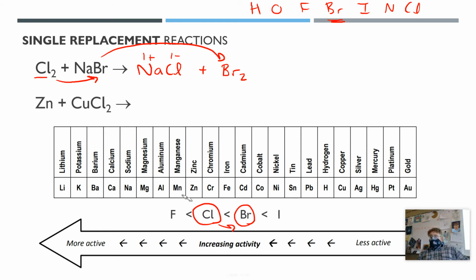Here we have zinc and copper. We want to know, can zinc displace copper from copper chloride? Well, zinc right here, copper right here. Can zinc kick out copper from the solution? Well, zinc is way further left than copper, so absolutely it can. So we're going to get zinc taking copper's place. So we have zinc chloride, and we have pure copper coming out.